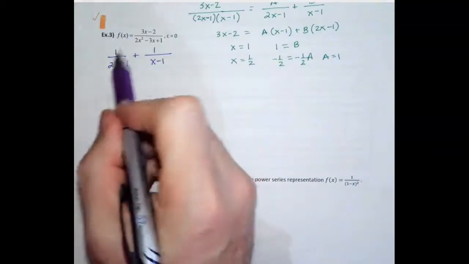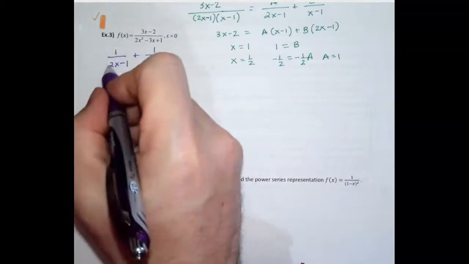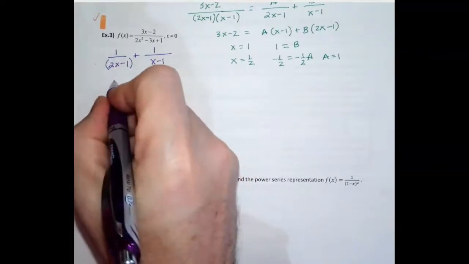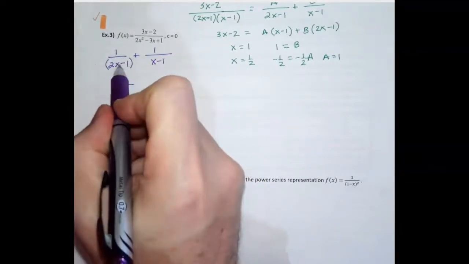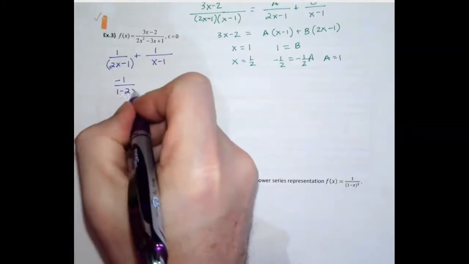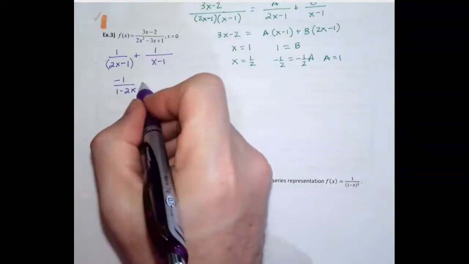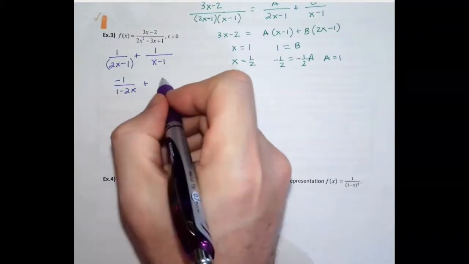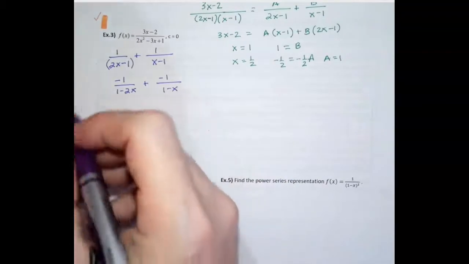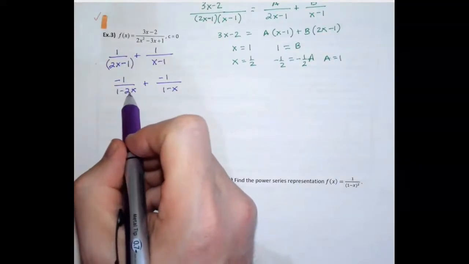But if you recall from the page, we want a 1 in that first spot. So if we factor out a negative 1 here, then we can move that to the top. So that would be negative 1, and if we factored a negative 1 out of there, this would be positive 1 minus 2x. The same thing here, if we factor out a negative 1, I'm going to write it like this, then this would be 1 minus x. Okay, so now we have a is negative 1 and r is 2x.